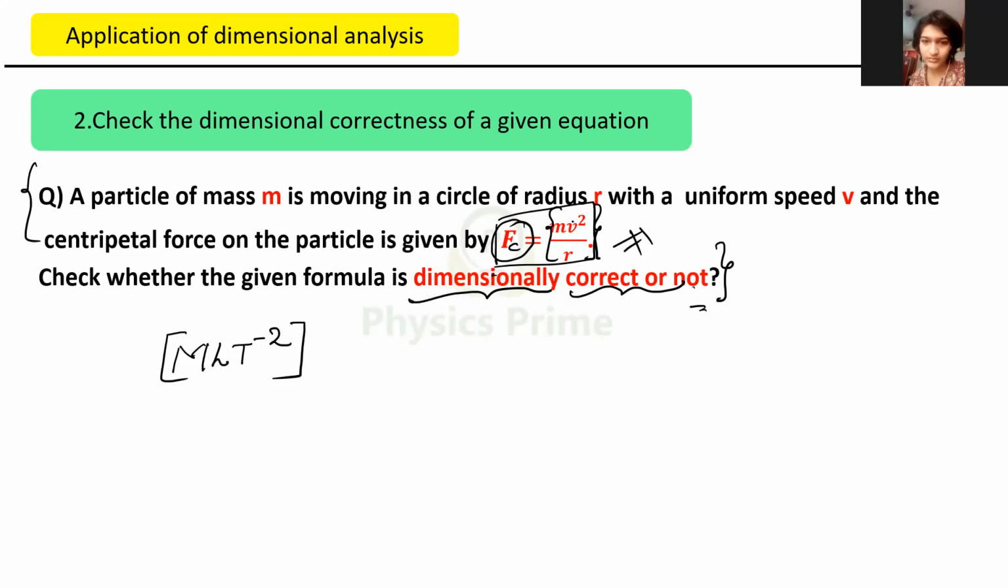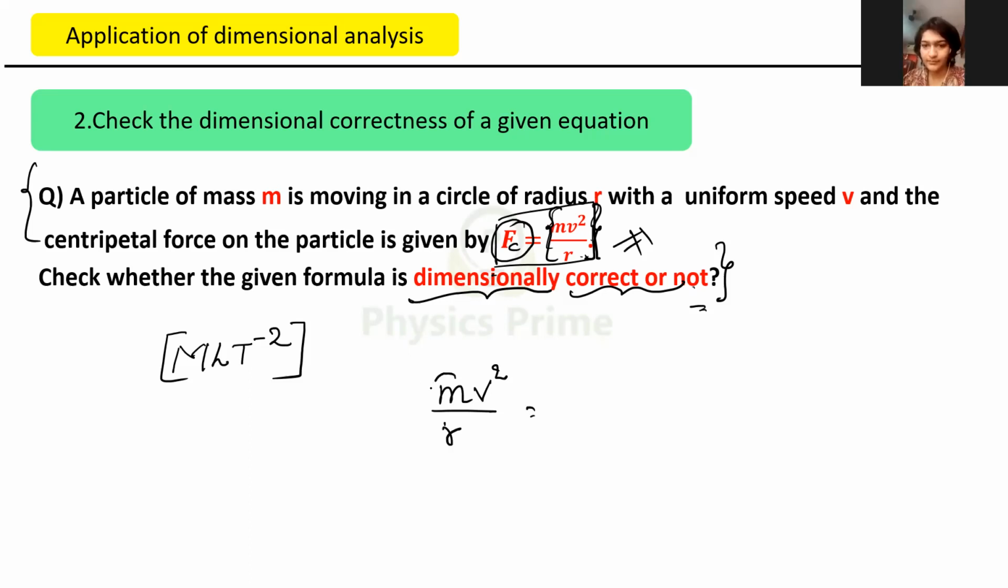I'm telling you, we have to simplify this formula now. If we simplify it in dimensional analysis and get it equal to force, can we say it is dimensionally correct? Otherwise, if some other dimension comes, can we say it is correct dimensionally? No. Force should be equal to force, right? Force can be in newtons, it cannot be in meters, right? Let me simplify the right side term, that is mv square by r.